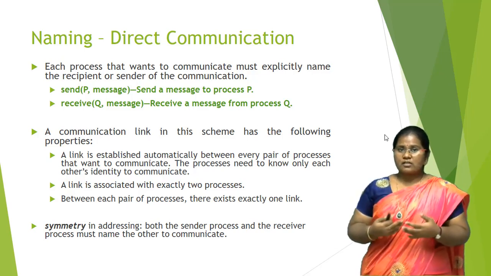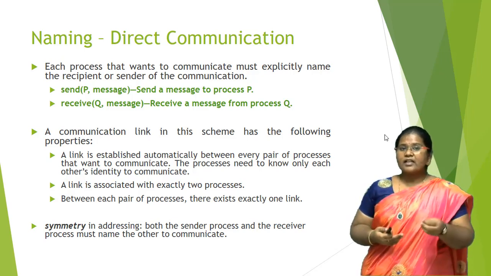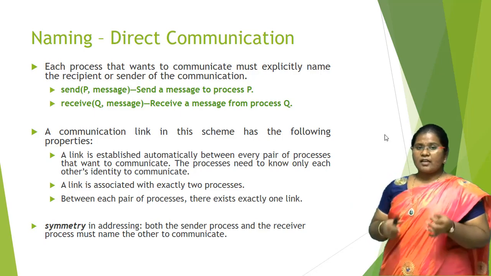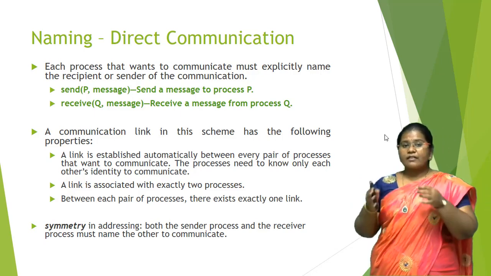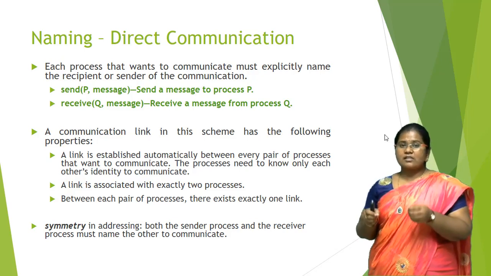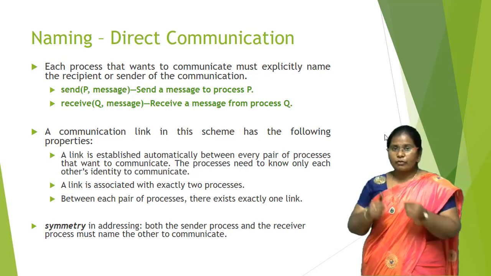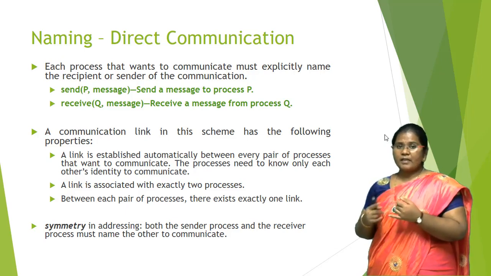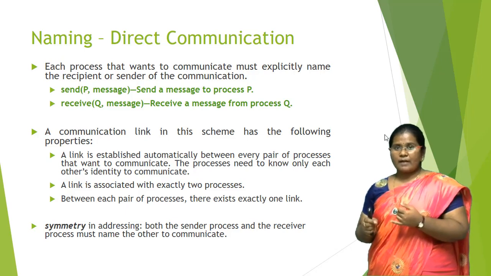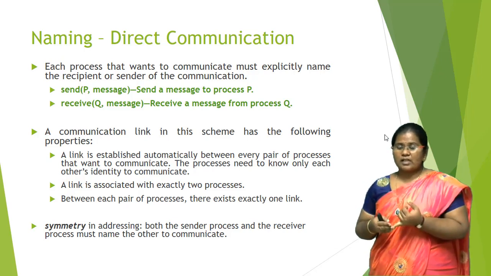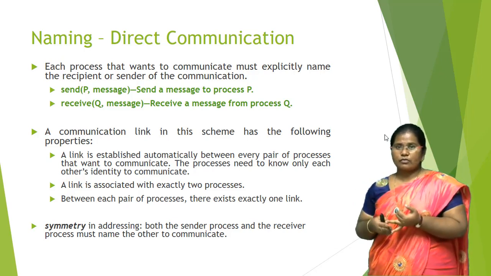When these two processes want to communicate with each other, they have to provide their names. See here on the screen, there are two processes P and Q. If Q wants to send a message to process P, then Q will execute a system call called send with parameters. The first is the name of the process to which the message has to be sent, P, and the second is the actual message that has to be passed to process P.